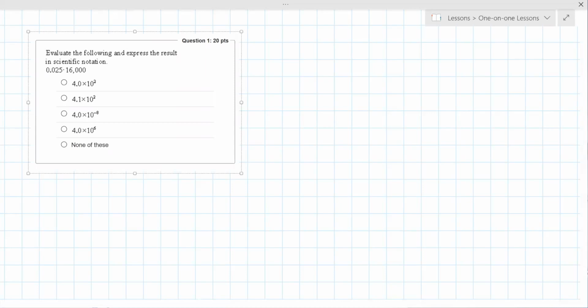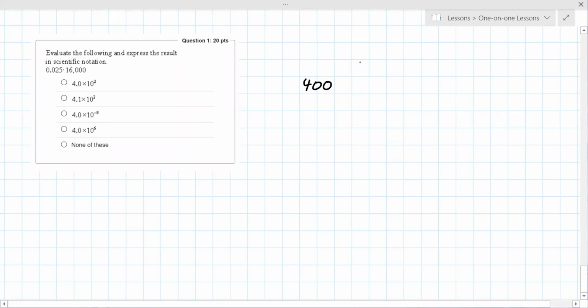All right. Do you have the calculator out? Yes. Go ahead and multiply these two numbers, 0.025 times 16,000, and tell me the result. 400. Do you see 400 listed in any of these answers? No.